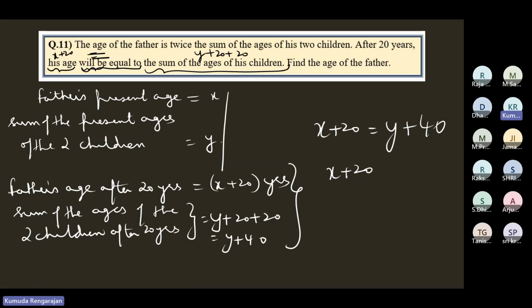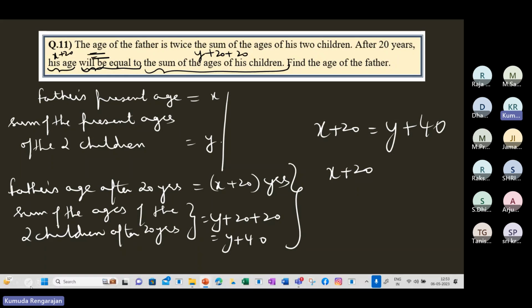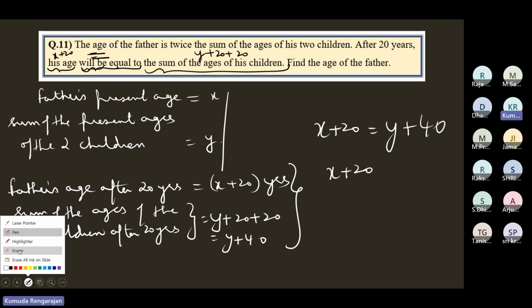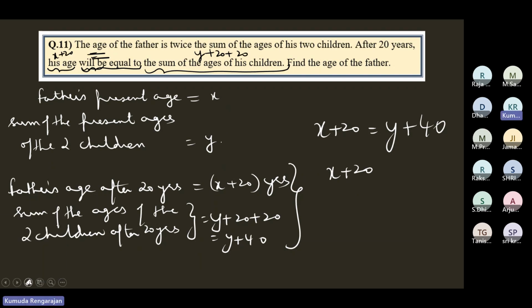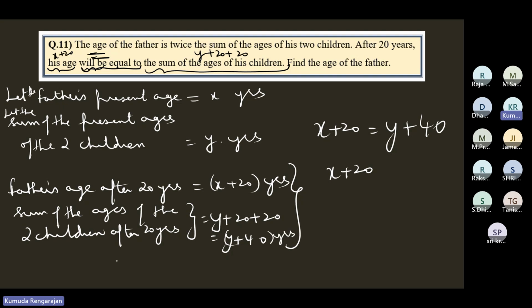See, this is what you should write, children. Let the father's present age be X years. Let the sum of the present ages of two children be Y years. Father's age after 20 years, this one after 20 years. So you should just put years here.